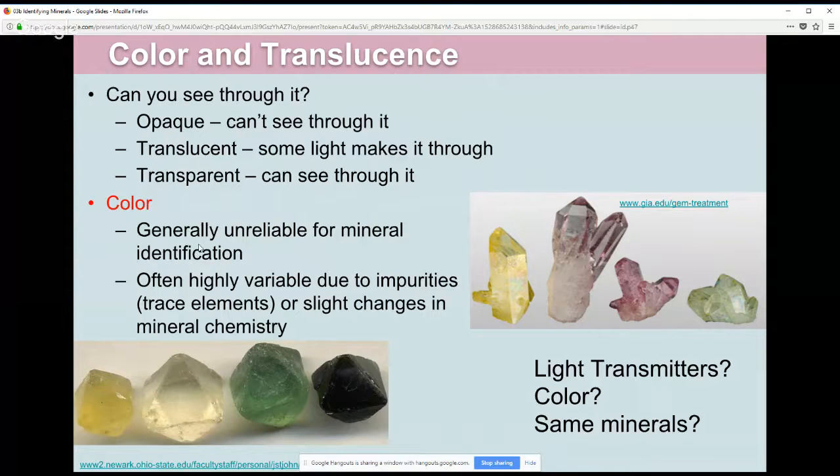Here are some of the words that we use. Opaque, meaning you can't see through it. Translucent, meaning it allows some light to go through it. And of course, transparent, like a sheet of glass, you can see through it completely.